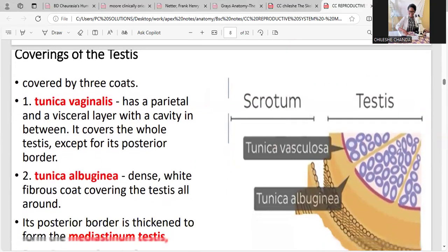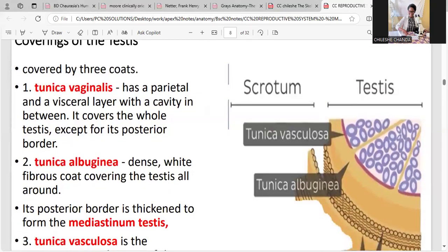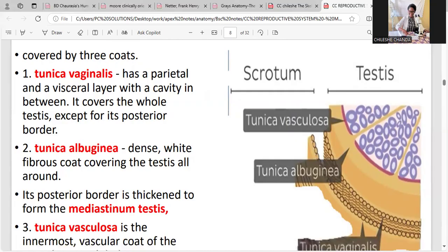And then we have the coverings of the testis. The testis itself has several coverings, and the three most internal coverings include one, the tunica vaginalis, two, the tunica albuginea, and three, the tunica vasculosa. So if you look here, we have the tunica vaginalis.